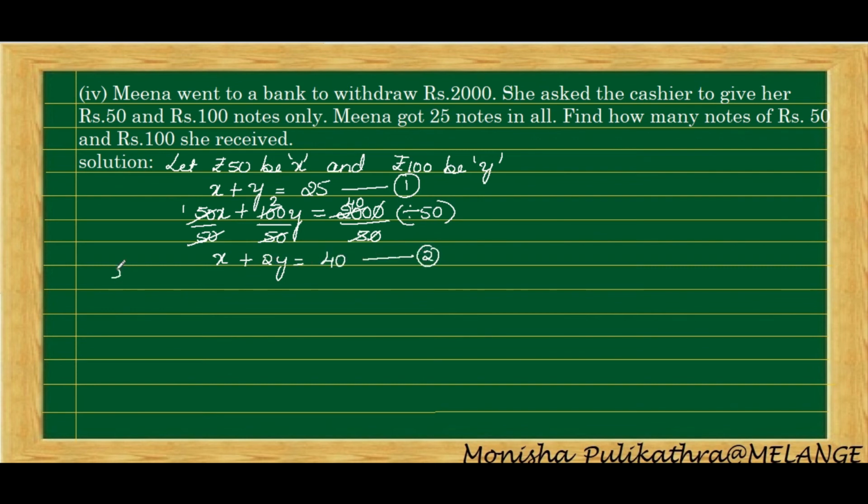Now we need to solve equations 1 and 2. Equation 1 is x plus y is equal to 25 and x plus 2y is equal to 40. Here x and x cancel each other. Plus into minus is minus. So 2y minus y is 1y. The larger number's sign is minus here, so retain the minus sign. Next, plus and minus, unlike signs, means we need to subtract. So 40 minus 25 is 15. So here minus is there.